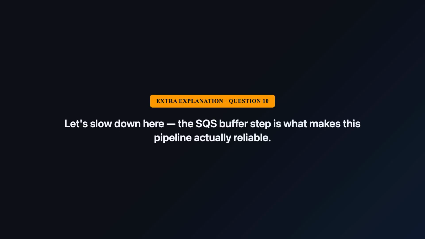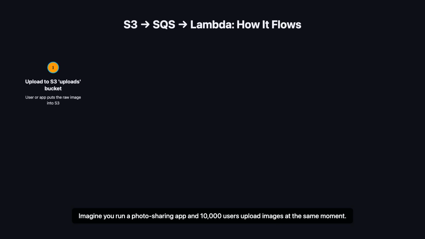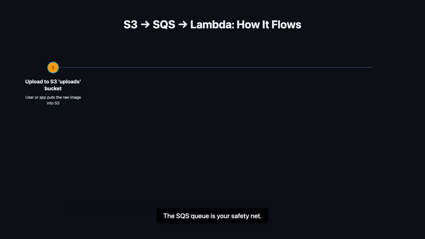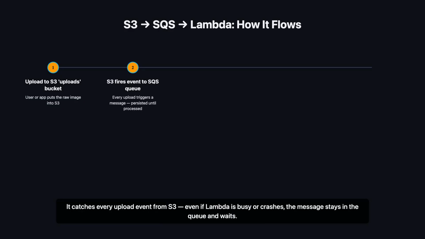Let's slow down here. The SQS buffer step is what makes this pipeline actually reliable. Imagine you run a photo sharing app and 10,000 users upload images at the same moment. If Lambda processed each upload directly, a spike in traffic could overwhelm it and lose requests. The SQS queue is your safety net. It catches every upload event from S3. Even if Lambda is busy or crashes, the message stays in the queue and waits.